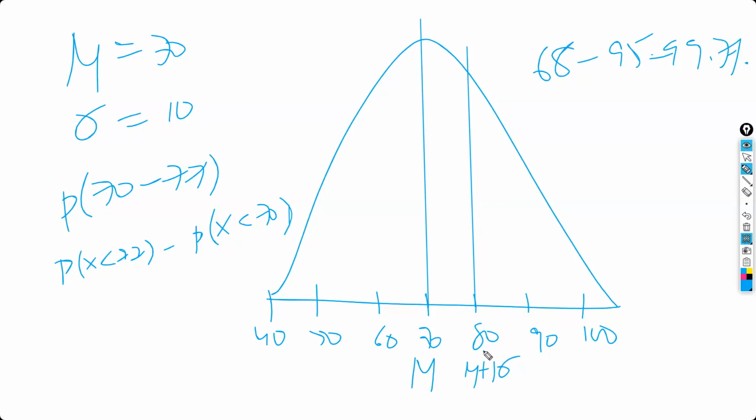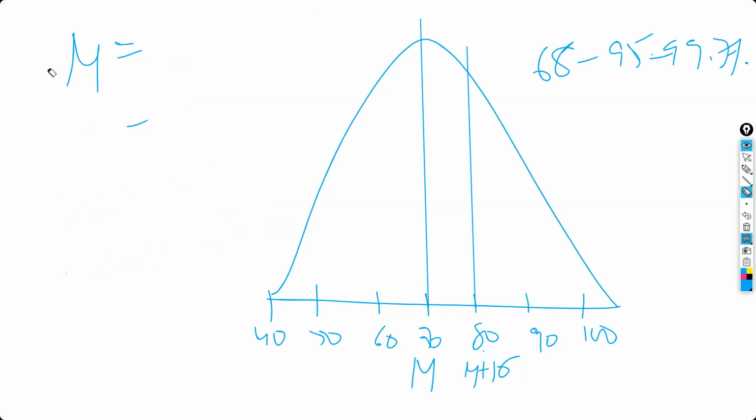Is the point clear? Now, for the same question, tell me guys, what is the probability of x less than 70? 0.5, right? 50%. x less than 70 means 0.5, 50% of the area. Correct answer.